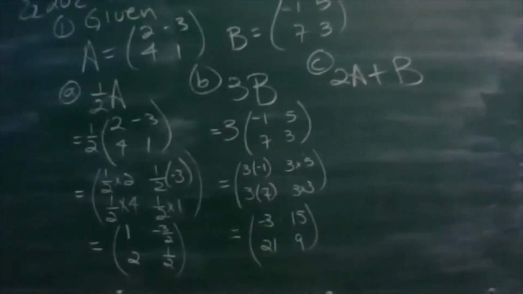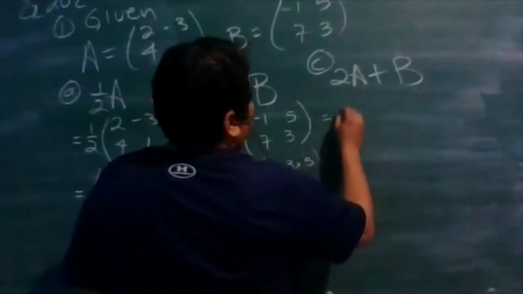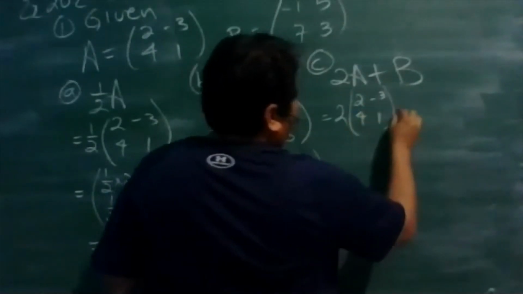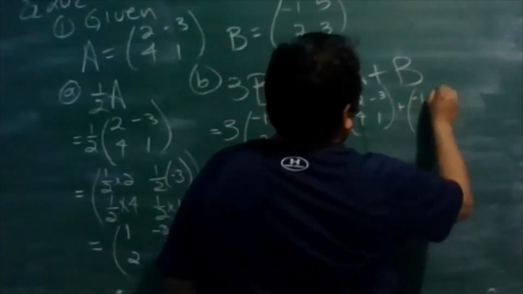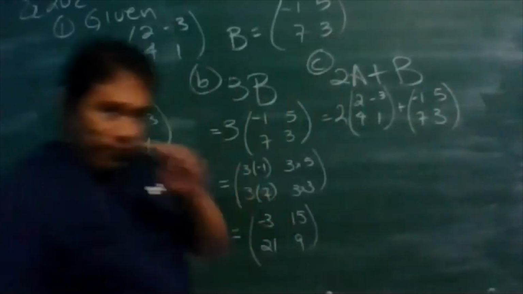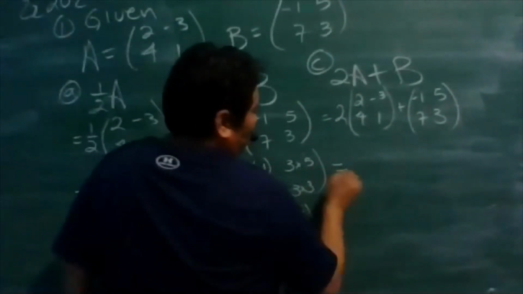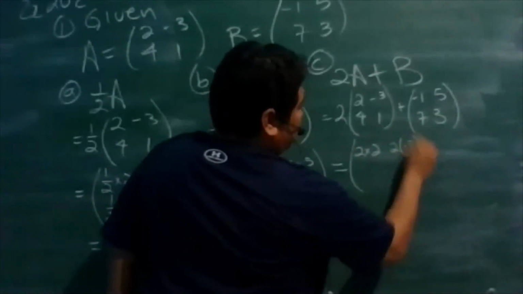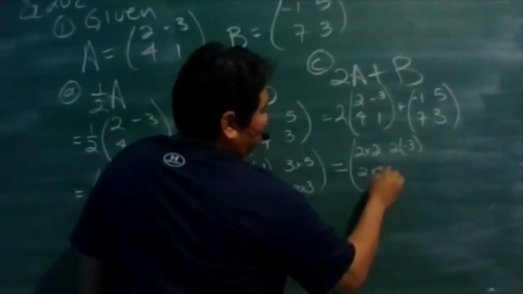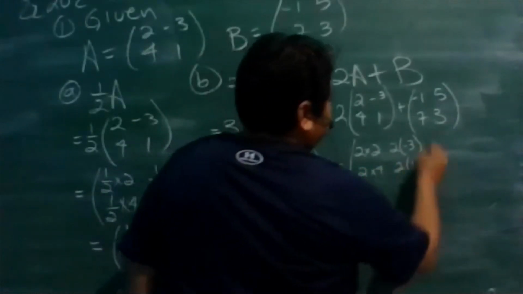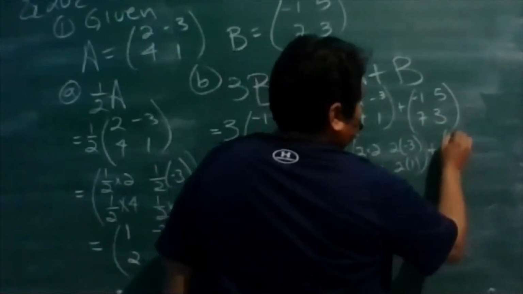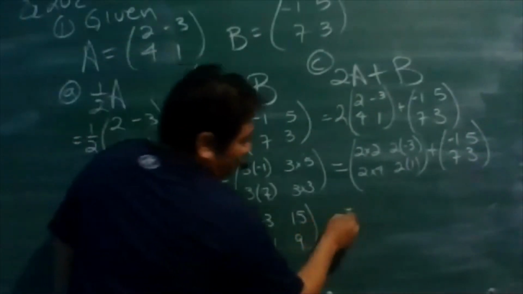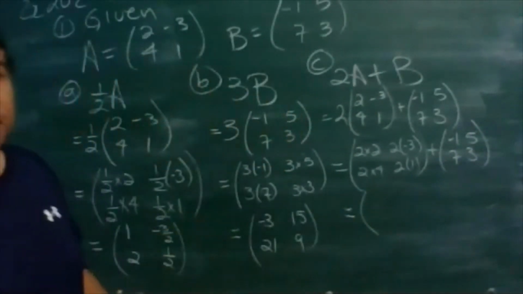So for C, it says 2A plus B. So we're going to have 2 times (2, -3, 4, 1) plus (-1, 5, 7, 3). So we'll see 2 times 2, 2 times negative 3, 2 times 4, 2 times 1, plus (-1, 5, 7, 3). So now, after I multiply, I would add.